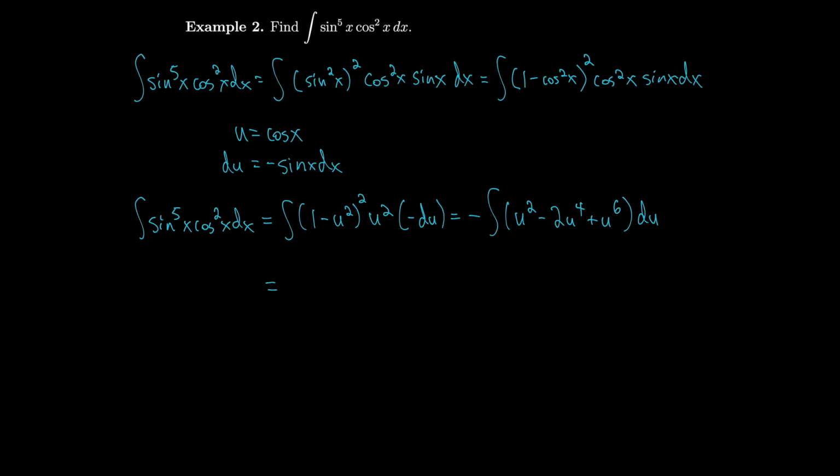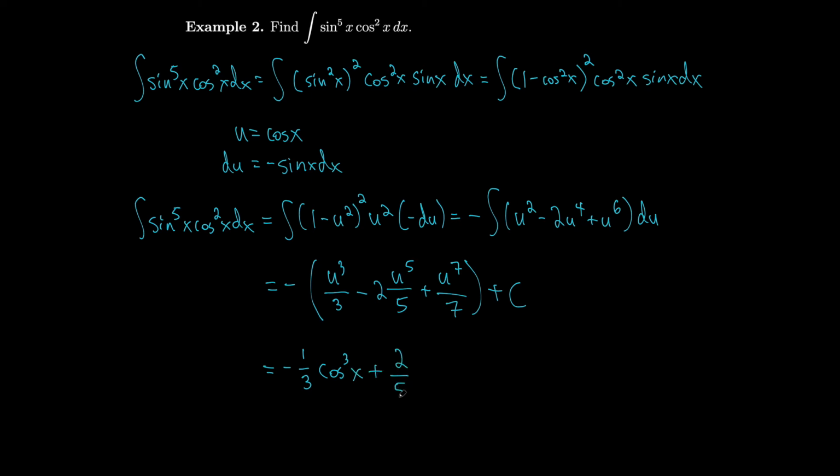So we take the antiderivative and we get minus u cubed over 3 minus 2 times u to the 5th over 5 plus u to the 7th over 7 plus c. So that's equal to minus 1/3 cosine cubed, because we plug cosine back in for u at the end, plus 2/5 cosine to the 5th minus 1/7 cosine to the 7th plus our arbitrary constant c.